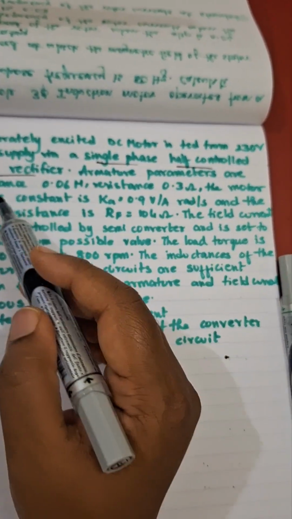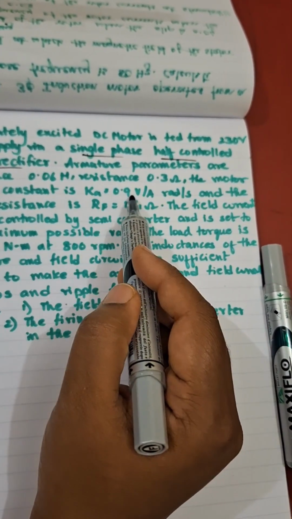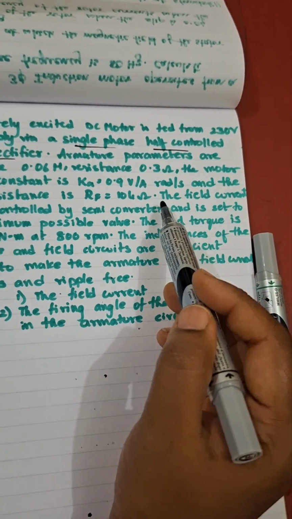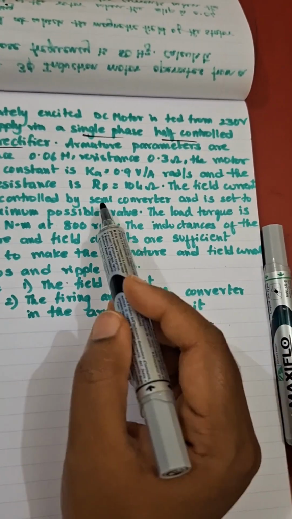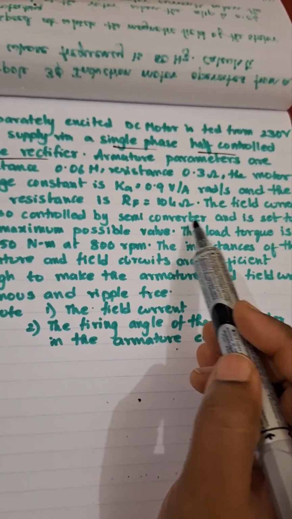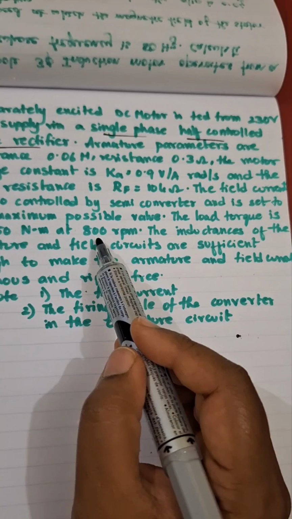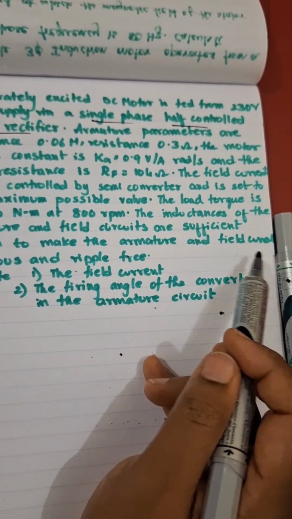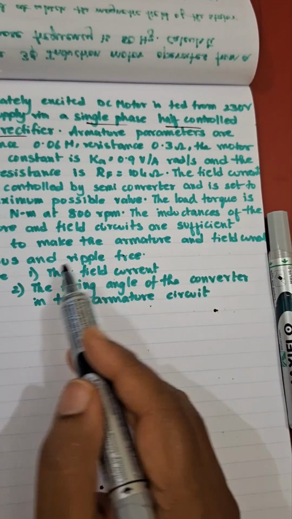So the armature parameters are given: they give the inductance value, the resistance value, the motor voltage constant, and the field resistance. The field current is also controlled by a semiconverter and is set to the maximum possible value. The load torque is given at 800 rpm. The inductance of the armature and field currents are sufficient to make the armature and field current continuous and ripple free. So whatever values we are given, they are enough. That's what the statement says.